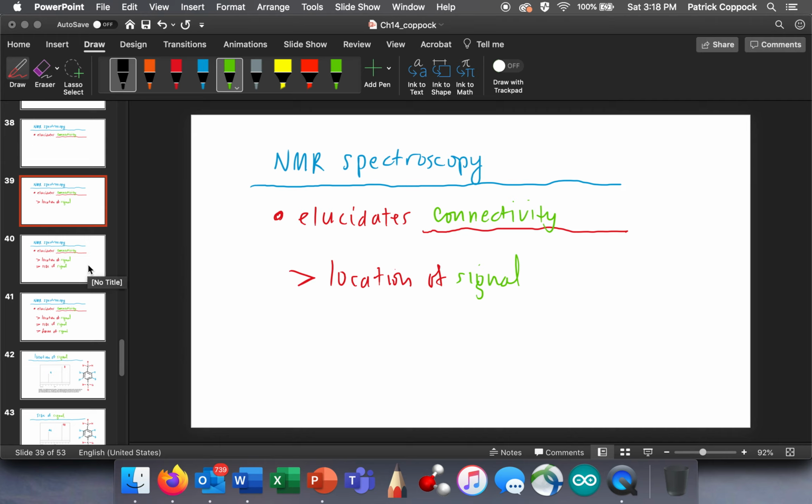So first of all, it does it with the location of the signal, and then it tells us with respect to the size of the signal, and then it gives us information by the form of the signal. Okay, so these three things. Let's look at these three things one at a time.